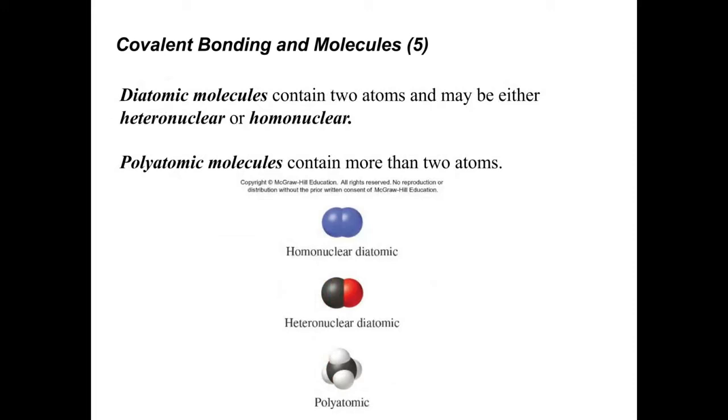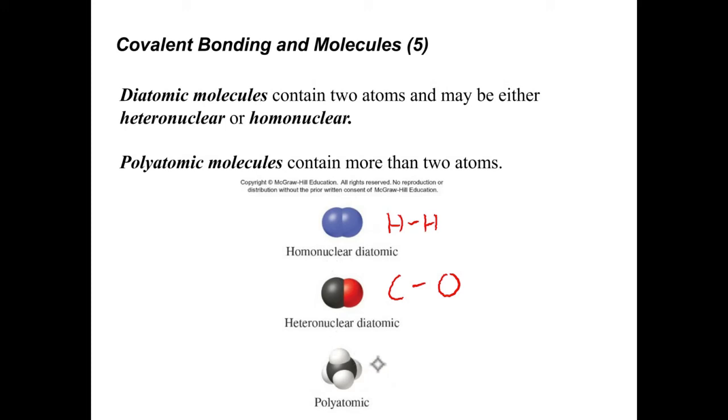We have two types of covalent compounds. We have diatomic molecules, which can be either heteronuclear or homonuclear. Then I can also have molecules containing multiple atoms, polyatomic molecules. Homonuclear would be something like hydrogen, so HH, whereas heteronuclear would be something like CO, carbon and oxygen. So homo just means the same, hetero means different.